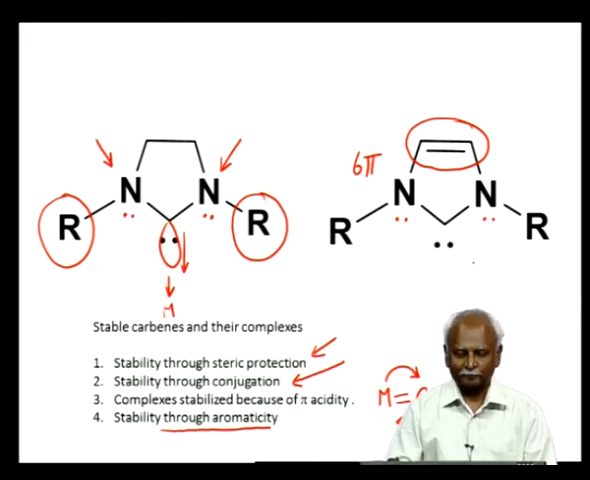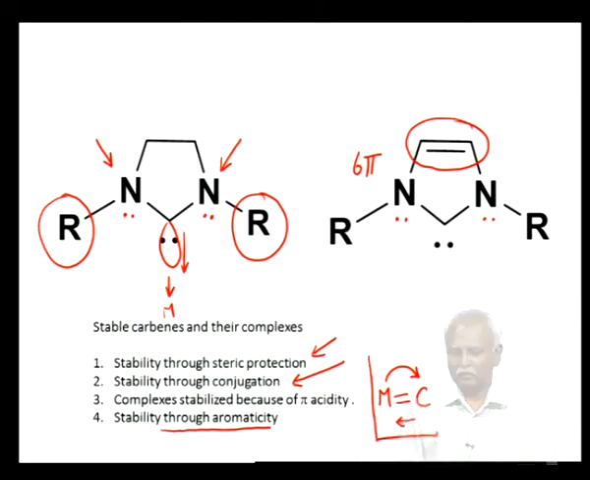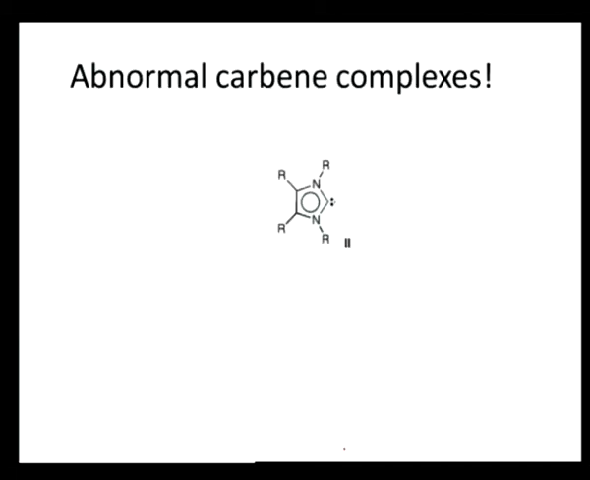stabilize the carbene. In addition, the carbene, when it complexes to the metal, is stabilized because of pi acidity, or the type of Dewar-Chatt-Duncanson resonance which occurs. From the metal, some electron density is pushed into the carbene carbon. So, these are N-heterocyclic carbenes, and they occupy a special place in the literature.